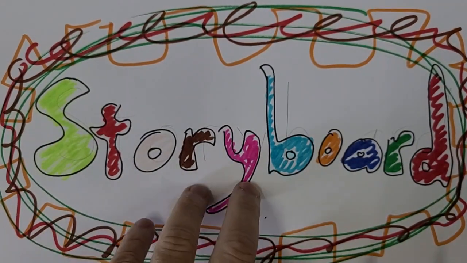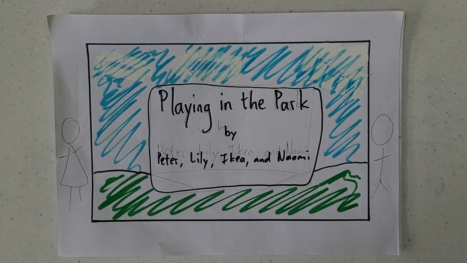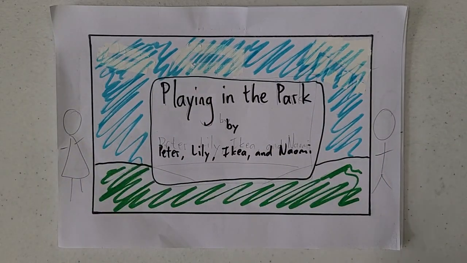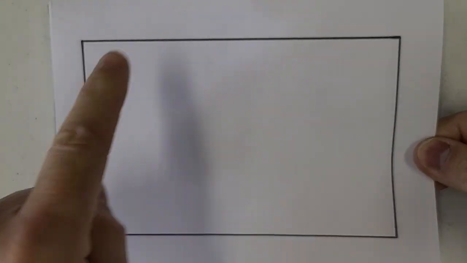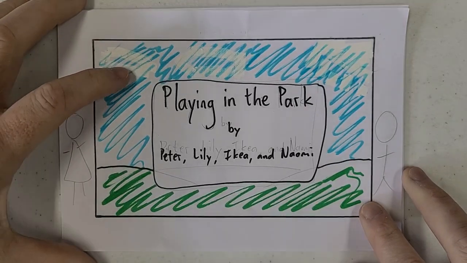Let's make a storyboard. Storyboard. Okay, so this is a storyboard. Now the storyboard looks like this. A blank storyboard is a page like this, and there will be many pieces like this. It's just a page with a square. Right. So this is a storyboard that I made.